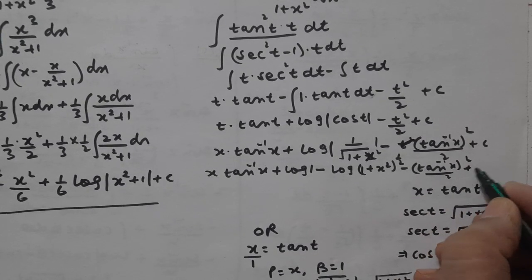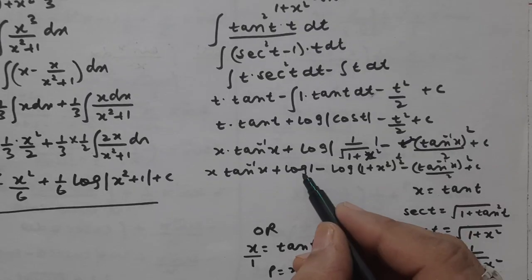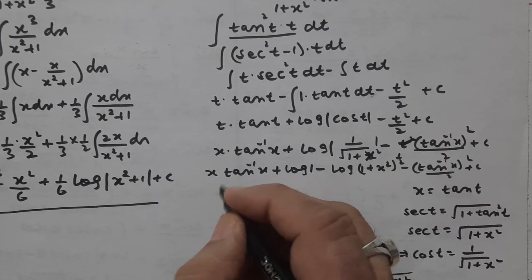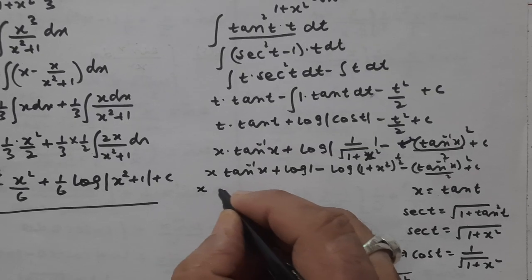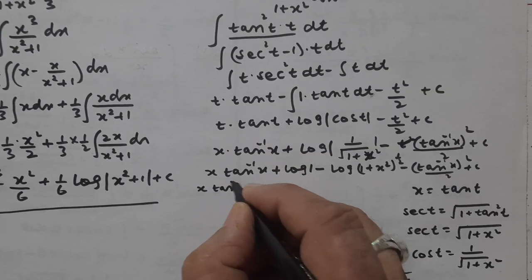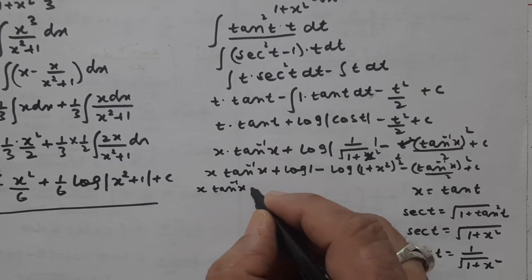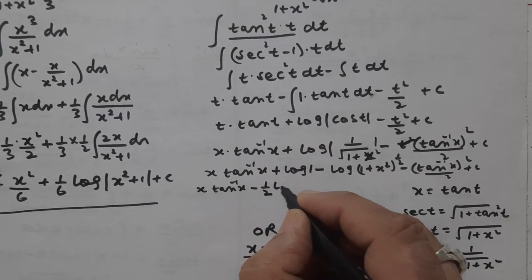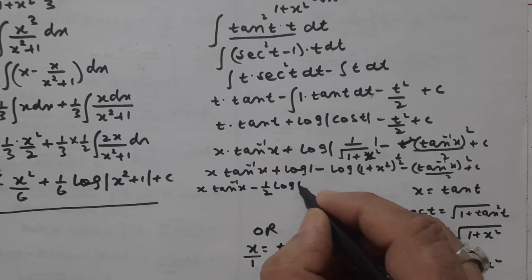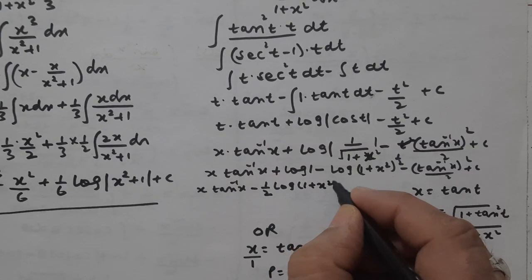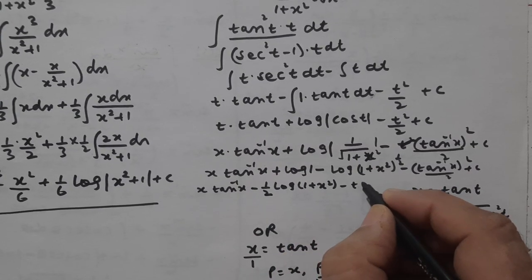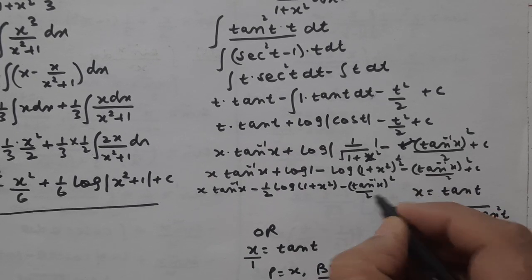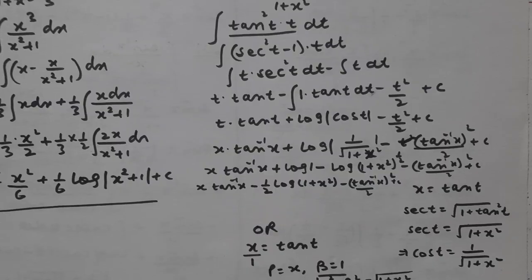Now students, we know log 1 is 0. So we leave this and write the remaining terms as it is. So what we get students? We get x tangent inverse x. Log 1 is 0 and its power is half. So according to the property of log, we write half over here. We can bring this half to the front, minus tangent inverse x whole square upon 2 plus c. So this is the final answer.